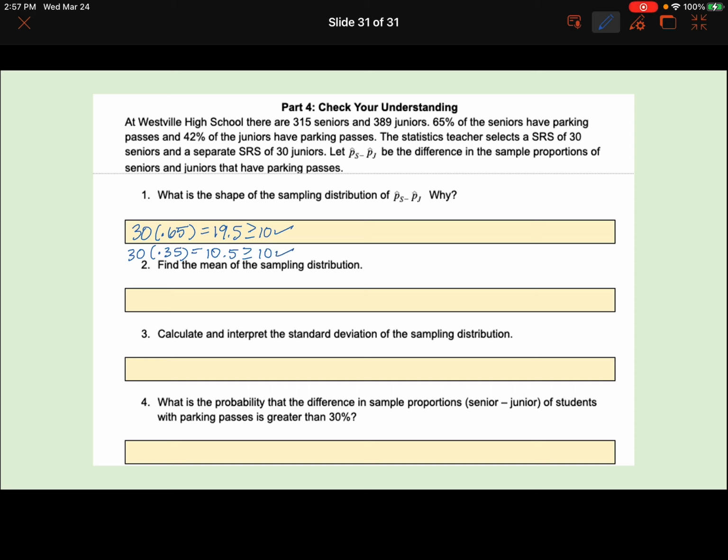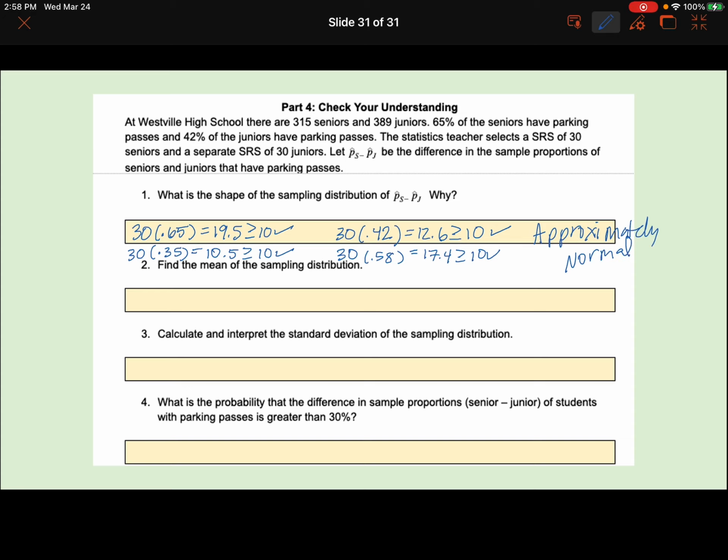We have to do the same thing for seniors. So we have a sample of 30. Our 42% of them have parking passes. So that's going to give me 12.6 for an expected value, which is more than 10. Yay. And then we also have 30 times 0.58, and that's equal to 17.4, which is also greater than or equal to 10. Therefore, because all 4 of those expected values are larger than 10, we can state that the shape of the sampling distribution will be approximately normal.